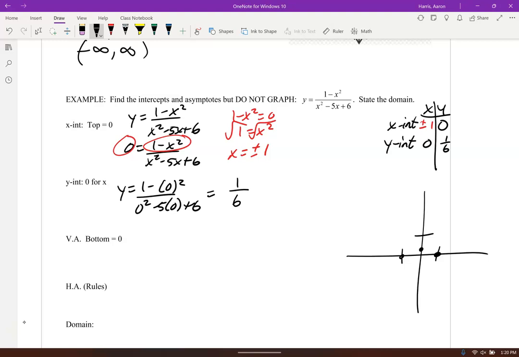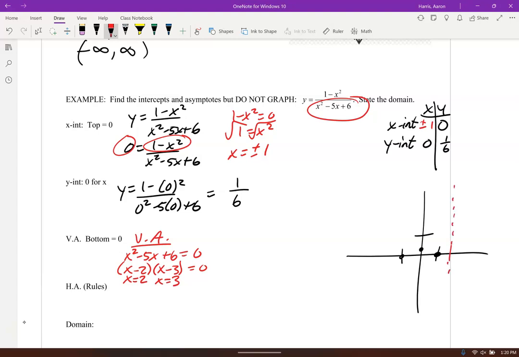Our vertical asymptote comes from the denominator. Where is this undefined? Anywhere I can't divide by 0. So this stuff on the bottom can't be 0. Well, that's not factored, so factor it. There are my two equations: x equals 2 and x equals 3. X equals 2, there's one of my vertical asymptotes. X equals 3, there's my other vertical asymptote.